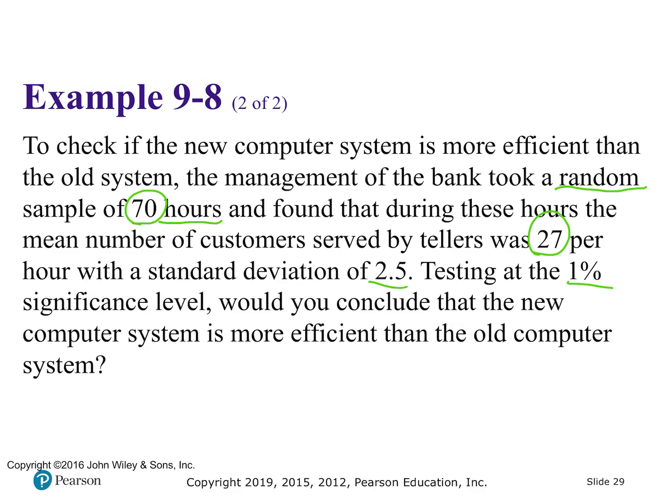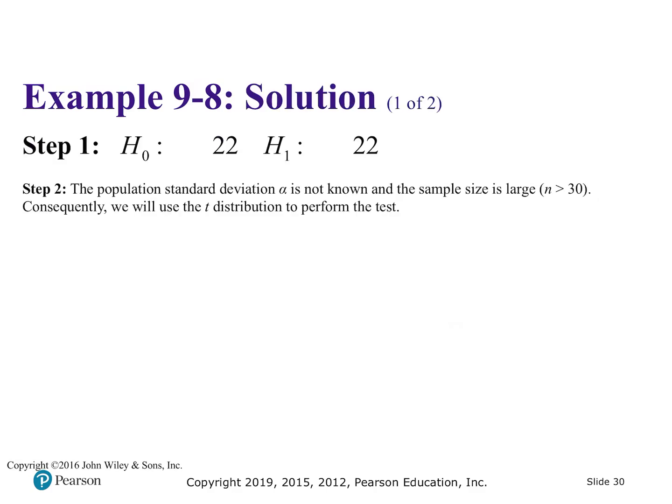Can you conclude that the new computer system is more efficient than the old computer system, which means it speeds things up? And 27 is bigger than 22. The question is, is it big enough to matter, or is it just due to random sampling error? Well, that's the big question. Of course it's bigger, but is it enough to make a difference?